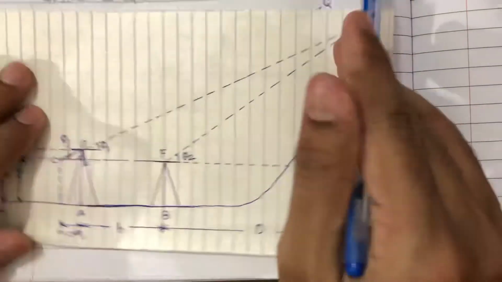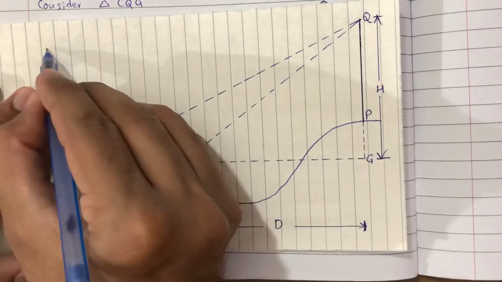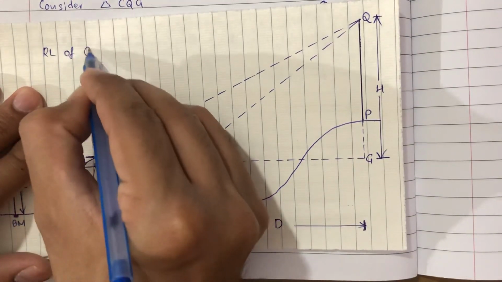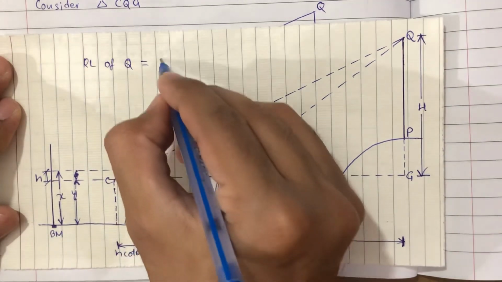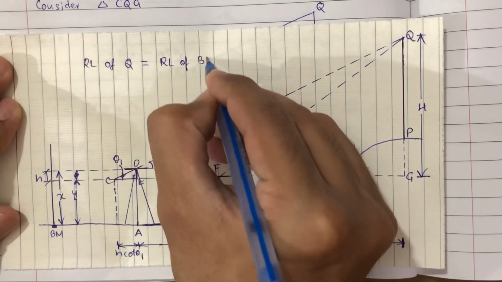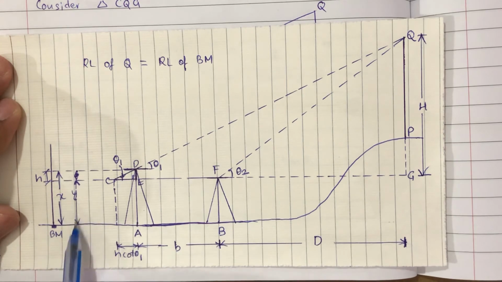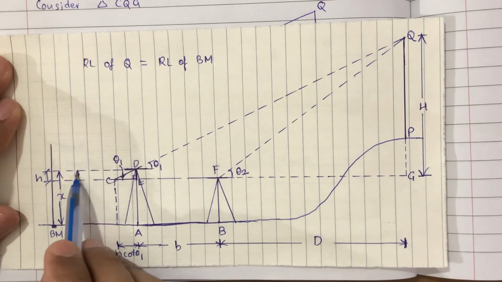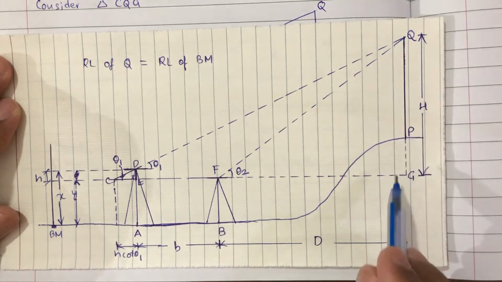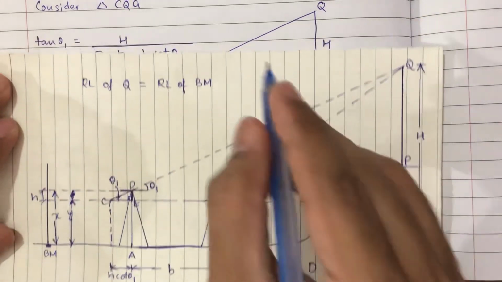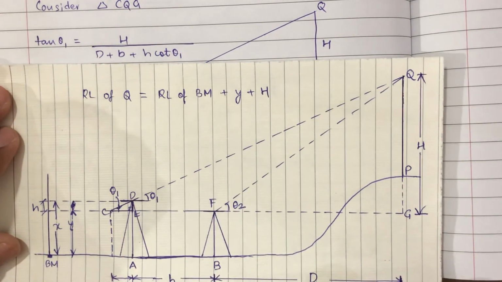Also, if we need to find the RL of the top of the tower Q, the RL of Q will be equal to the RL of benchmark plus this height y, y is from here till here, plus this height capital H. We will get the RL of Q. So this is RL of benchmark plus y plus capital H.